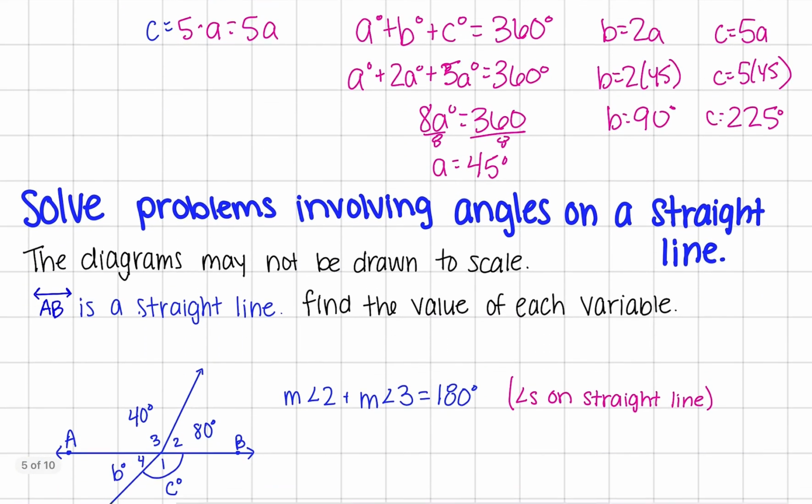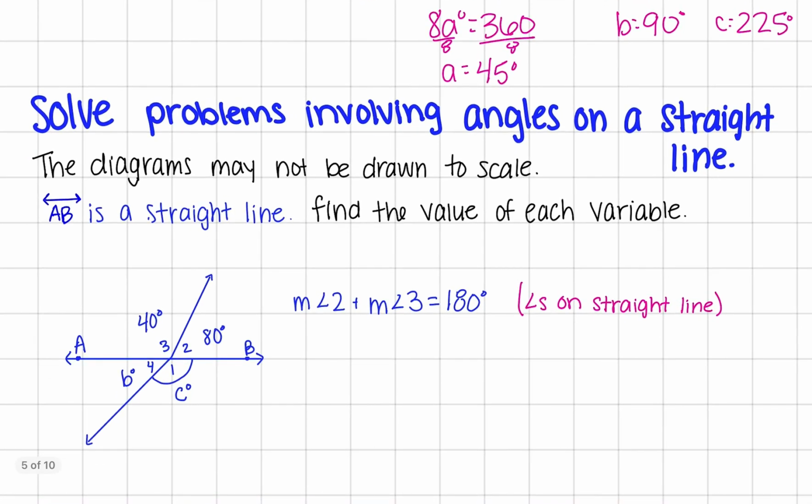All right. Now we're going to talk about solving problems involving angles on a straight line. Okay. This is kind of a review about supplementary angles, but just a little bit different. Now we're going to look at angles that also are around a point. Okay. So these diagrams are not meant to be drawn to scale, so you have to take the information that I give you. So I tell you that AB is a straight line. And so I want you to find each variable. So I want you to find B and I want you to find C.